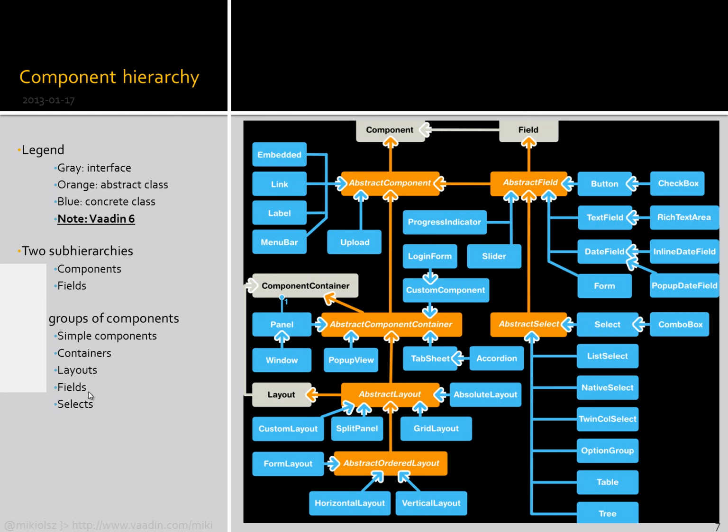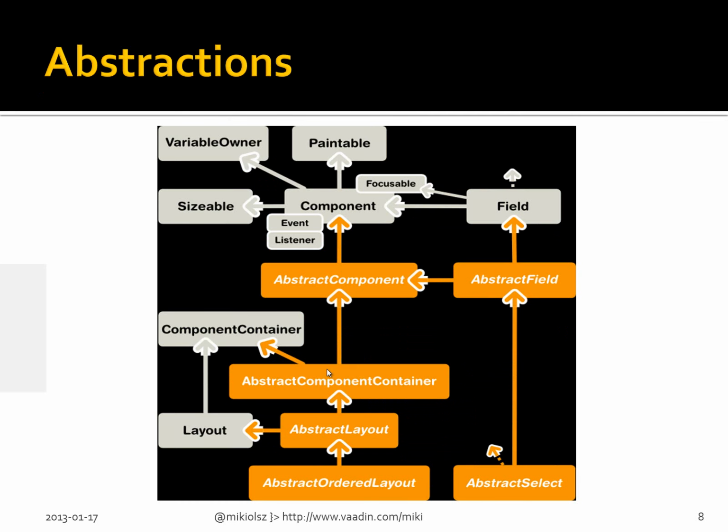I would say that there are 5 groups of components. So there are simple components which directly follow the abstract component class. Then we have containers, so these are components that can contain other components. We have layouts, so these are components that not only contain other components but also arrange them somehow. We have fields, and then we have selects, which allow the user to select something from a bigger set of options.